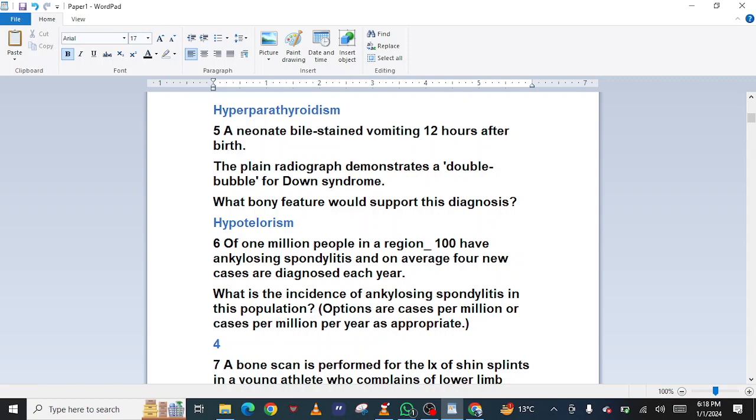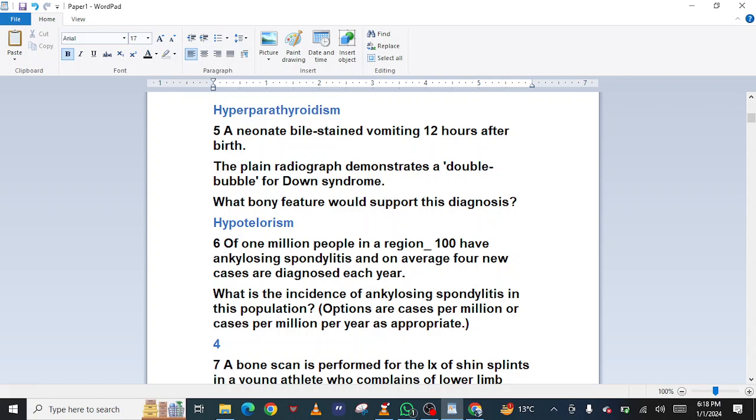Hypotelorism. 6. Of 1 million people in a region, 100 have ankylosing spondylitis, and on average 4 new cases are diagnosed each year. What is the incidence of ankylosing spondylitis in this population? Options are cases per million or cases per million per year, as appropriate.